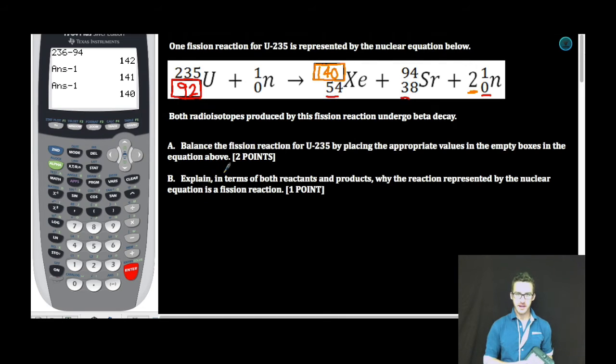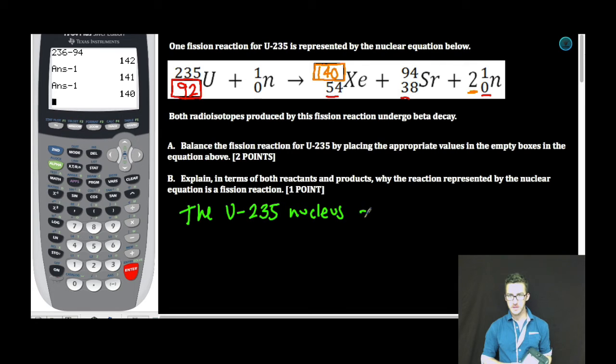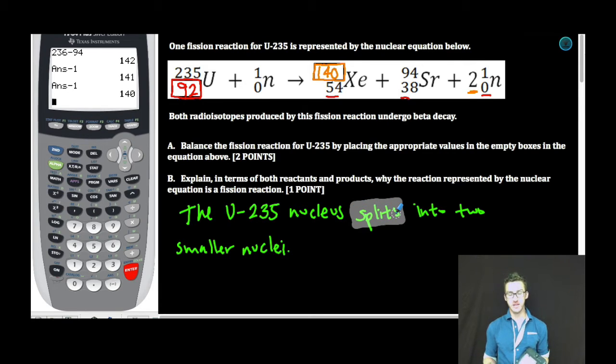Part B. Explain, in terms of both reactants and products, why the reaction represented by the nuclear equation is a fission reaction. Alright, a couple different ways you can go here. Now, you don't have to write this verbatim or word for word, but you do have to get this general idea of fission expressed. So, the uranium-235 nucleus splits into 2 smaller nuclei. So again, the key here is simply to recognize that fission is this idea of splitting a large nucleus into 2 smaller ones, or more smaller ones.